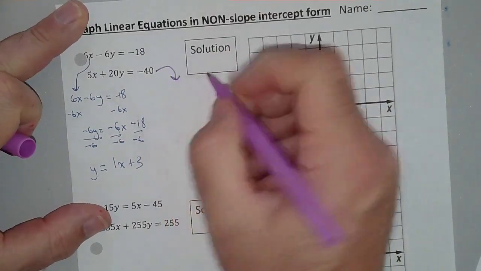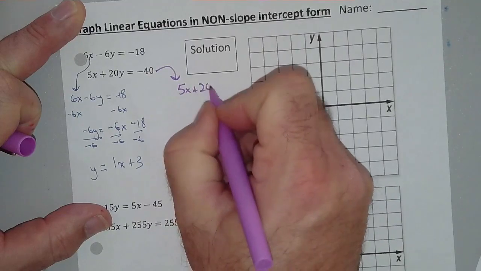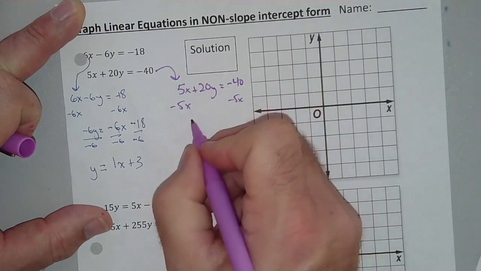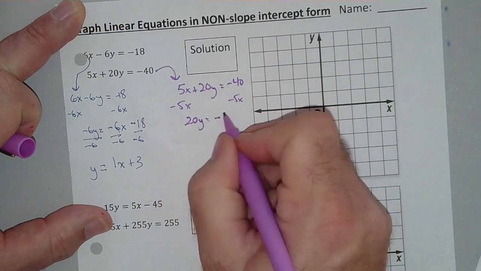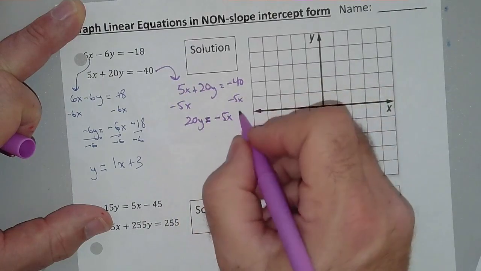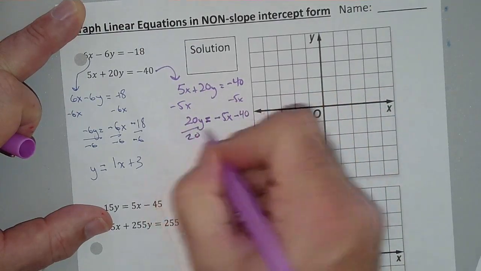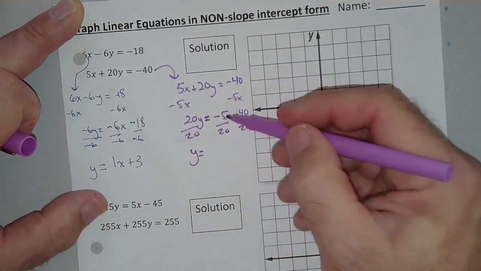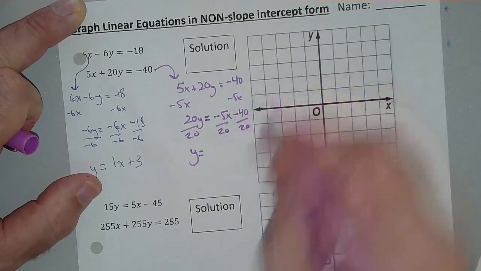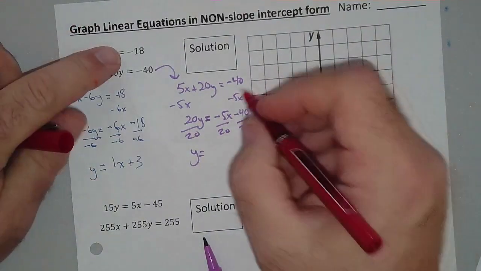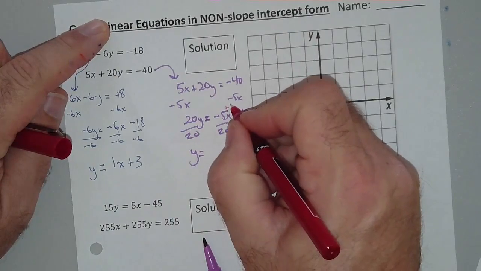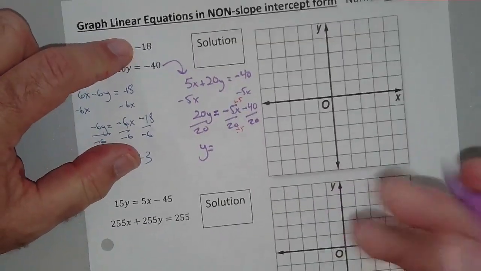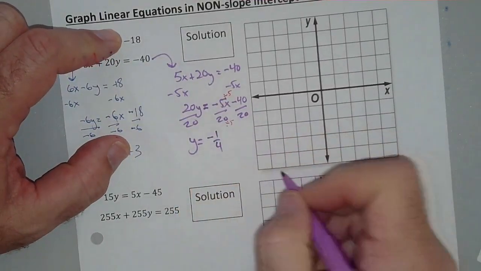For our other one, I've got 5x plus 20y equals negative 40. I'm going to subtract 5x from both sides, and I get 20y equals negative 5x minus 40. Divide by 20, divide by 20, divide by 20, and I get y equals, okay, now here's a fraction, and I'm just going to simplify this. So when I simplify this, let me bring it a different color. I'm just going to divide by 5 and divide by 5. When I do that, my fraction becomes negative 1/4.